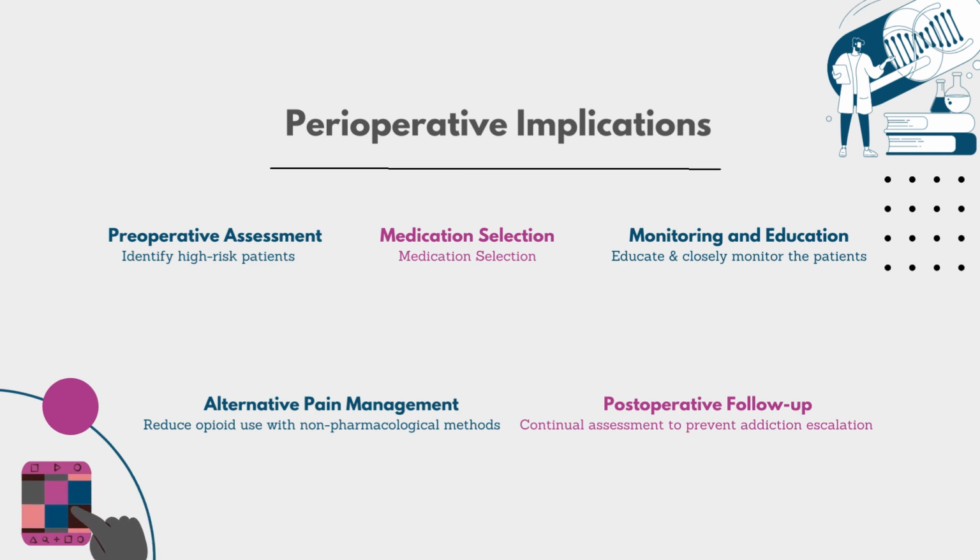Medication selection is another crucial factor. Patients with specific genetic variations might respond differently to certain medications. Tailoring the medication can improve pain management and reduce the risk of complications. Monitoring and education are key. Educating patients about the risks of addiction and monitoring them closely for signs of tolerance or withdrawal can make a significant difference. In some cases, alternative pain management techniques, such as nerve blocks or regional anesthesia, can reduce the need for opioids and minimize the risk of addiction.